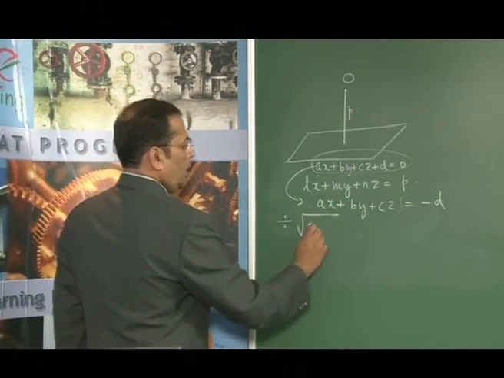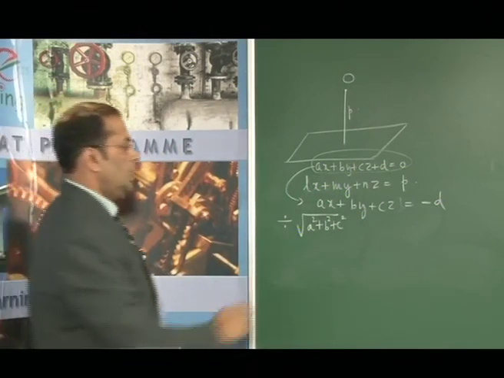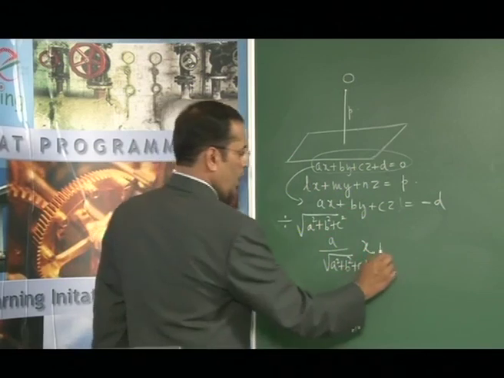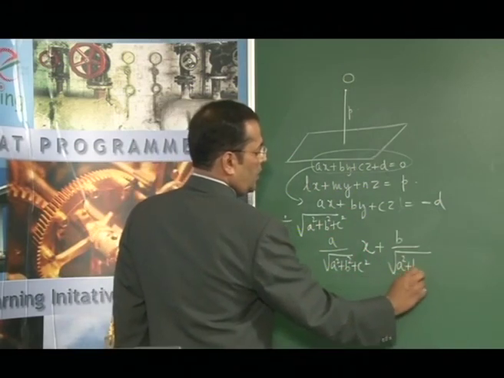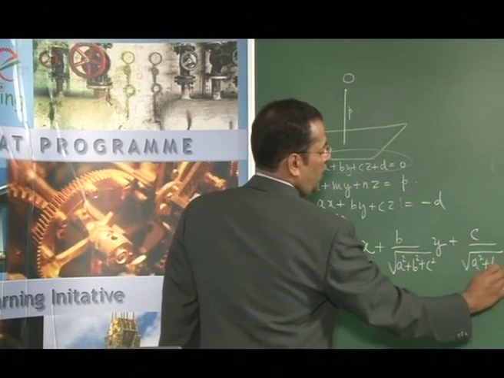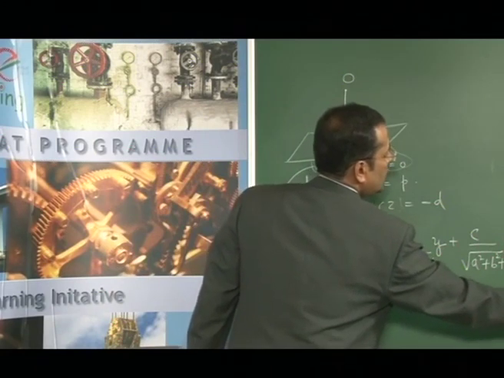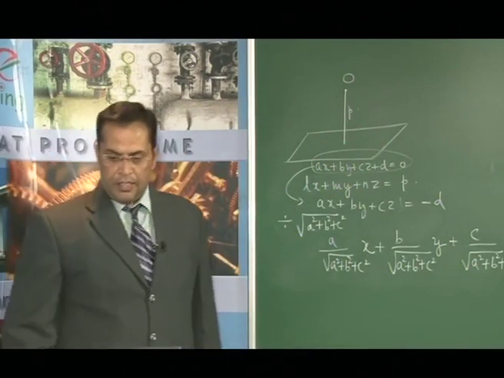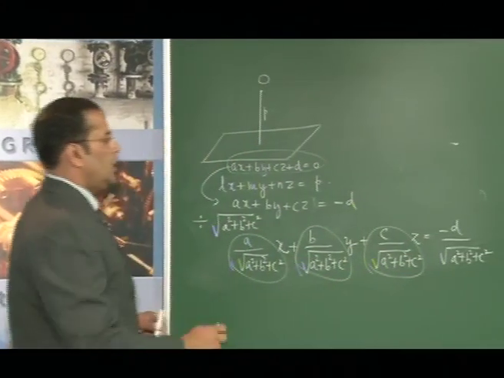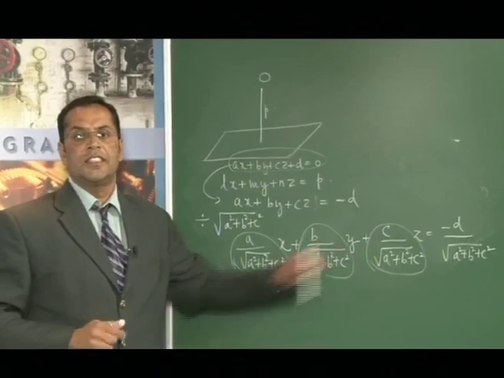If you just divide throughout by root of A square plus B square plus C square, dividing each term by this, you get A by root A square plus B square plus C square into x, plus B by root A square plus B square plus C square into y, plus C by root A square plus B square plus C square into z, equal to minus D by root of A square plus B square plus C square. Now, how are these values related to L, M, N? In direction cosines, you have studied that if A, B, C are the ratios, the corresponding direction cosines can be obtained by these expressions. So, that is what you see here.